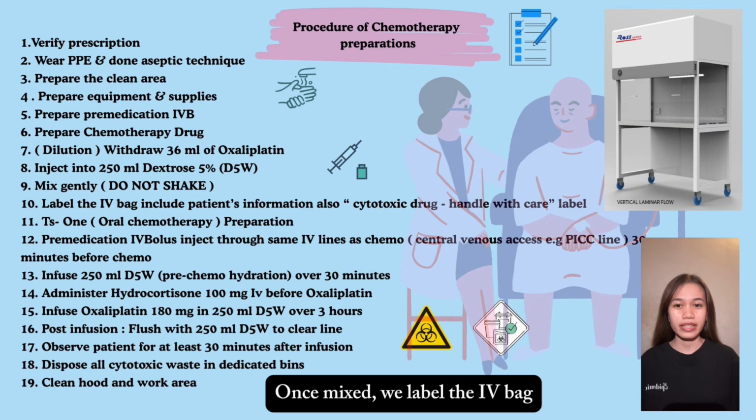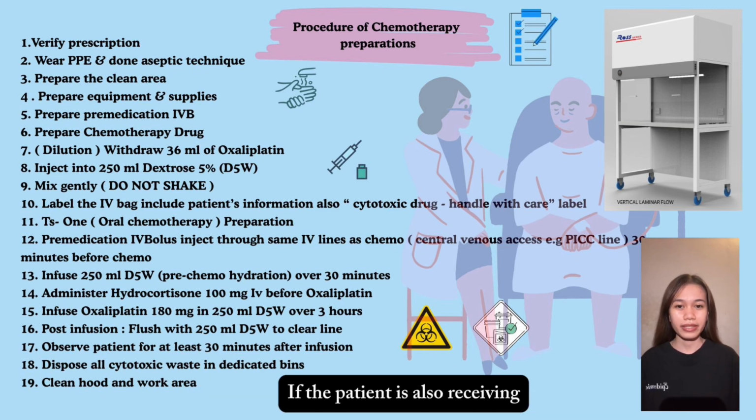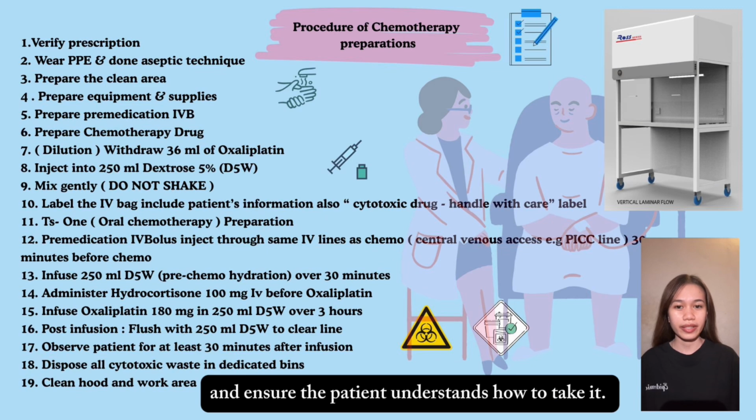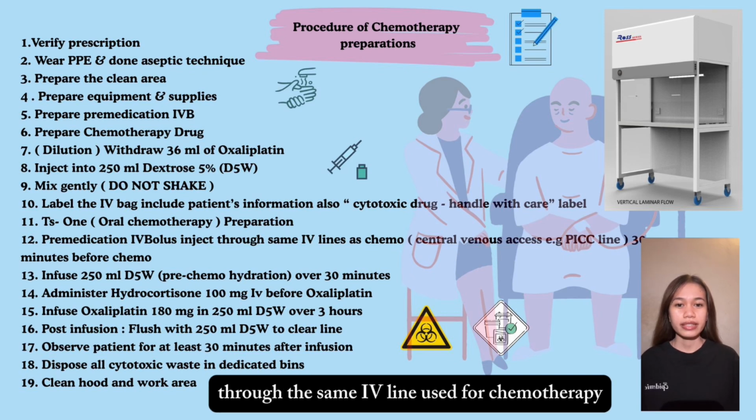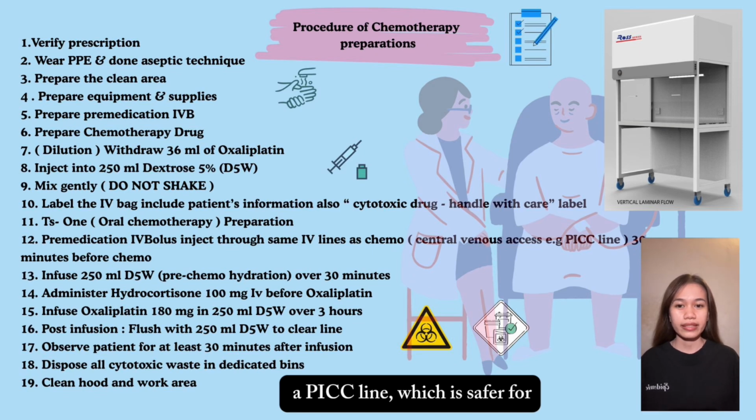Once mixed, we label the IV bag with the patient's details and include a "cytotoxic drug, handle with care" warning label. If the patient is also receiving oral chemotherapy like TS1, we prepare that separately and ensure the patient understands how to take it. For administration, we give the pre-medications through the same IV line used for chemotherapy. Ideally, a central venous access device such as a PICC line is used, which is safer for repeated and long infusions.